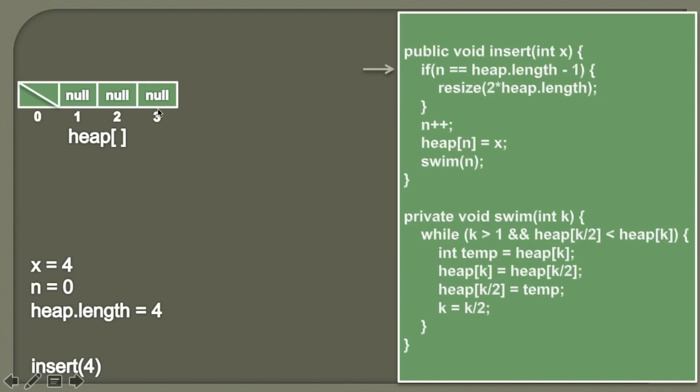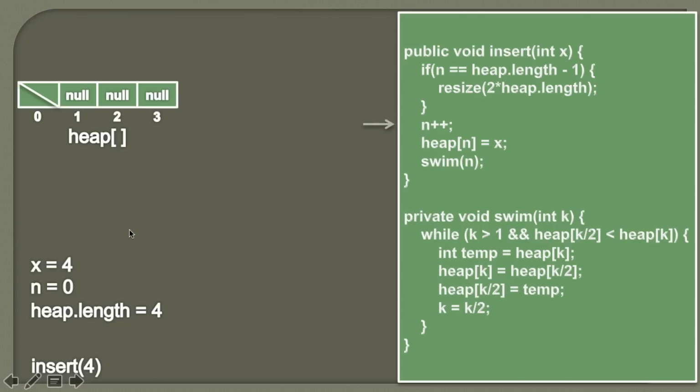Because if the value of n is equal to 3, then we know that we have utilized all the capacity of this heap array and there is no more additional space left to insert the value 4. Here you can see currently the value of n is 0 and it is not equal to heap.length minus 1, which is 3. So the condition in the if block comes out to be false.